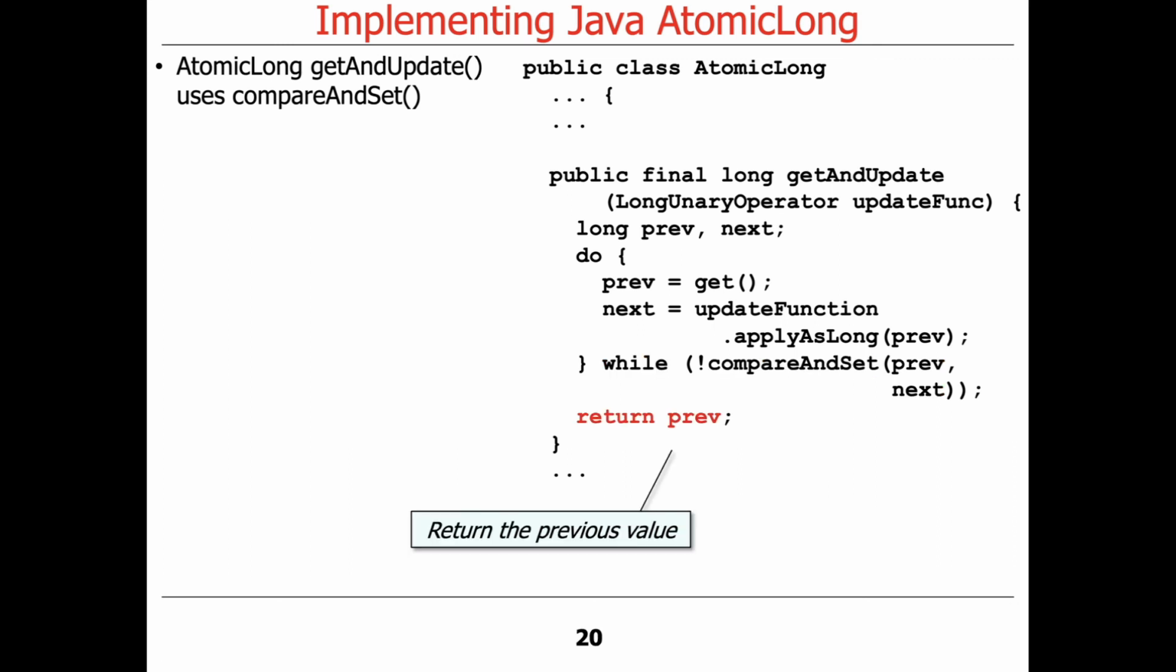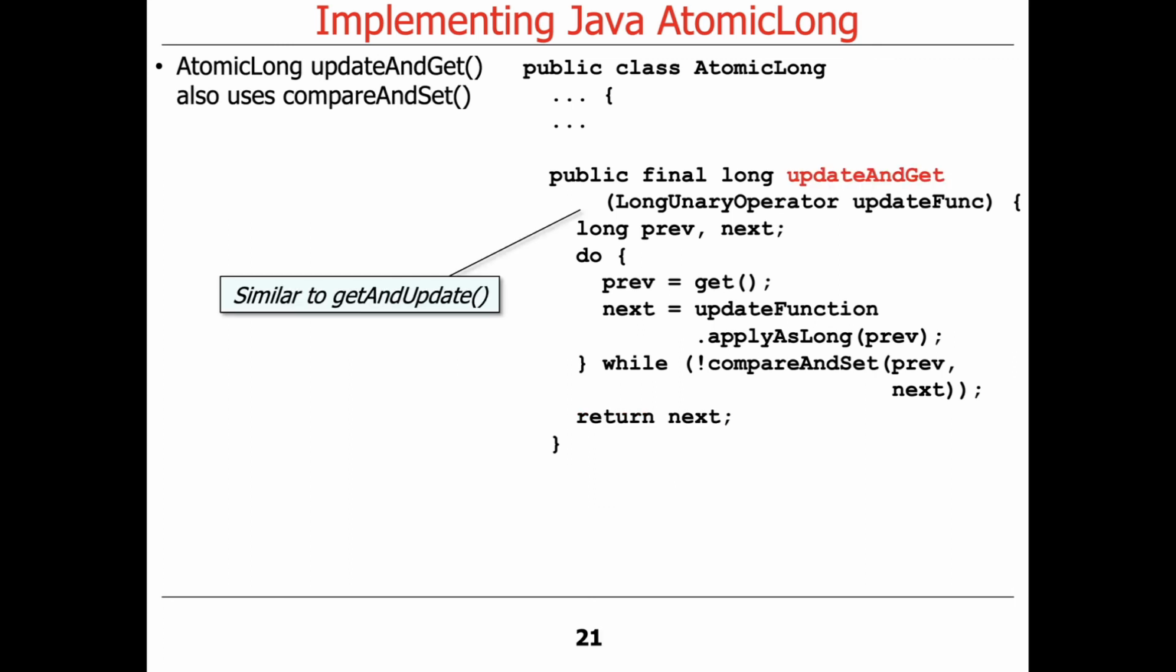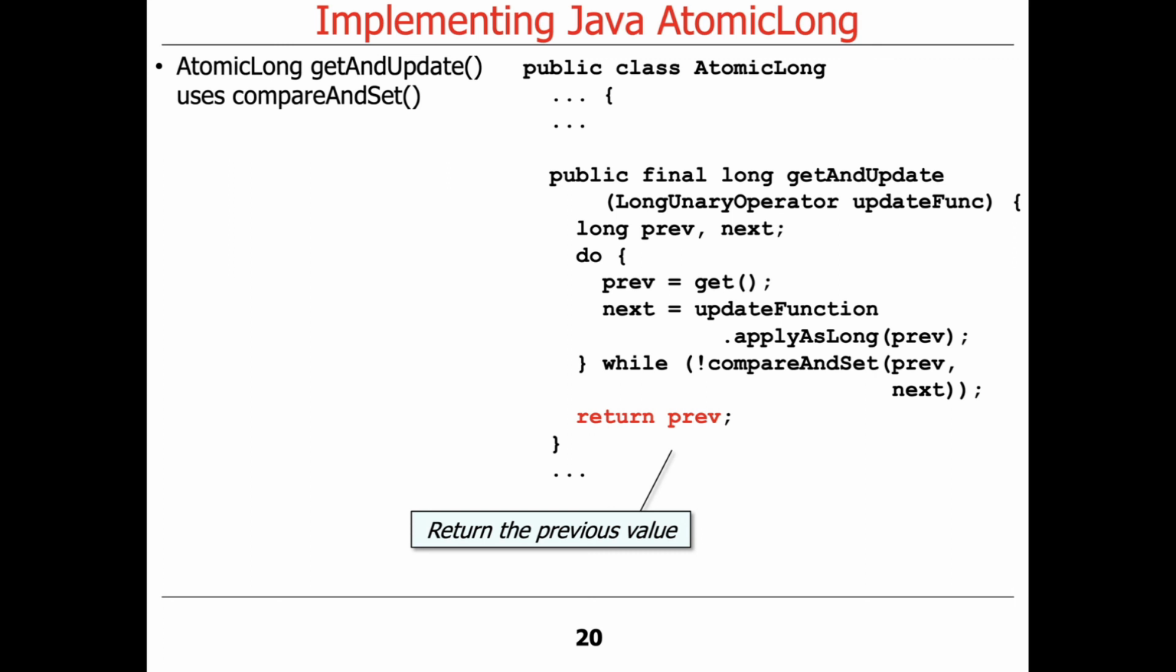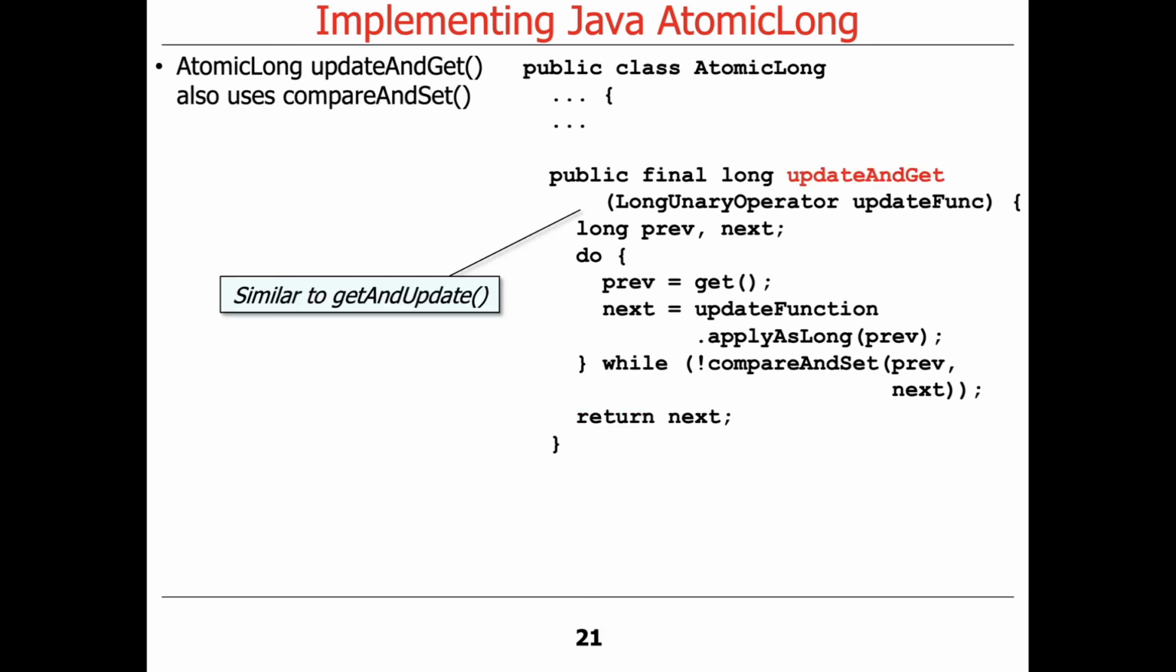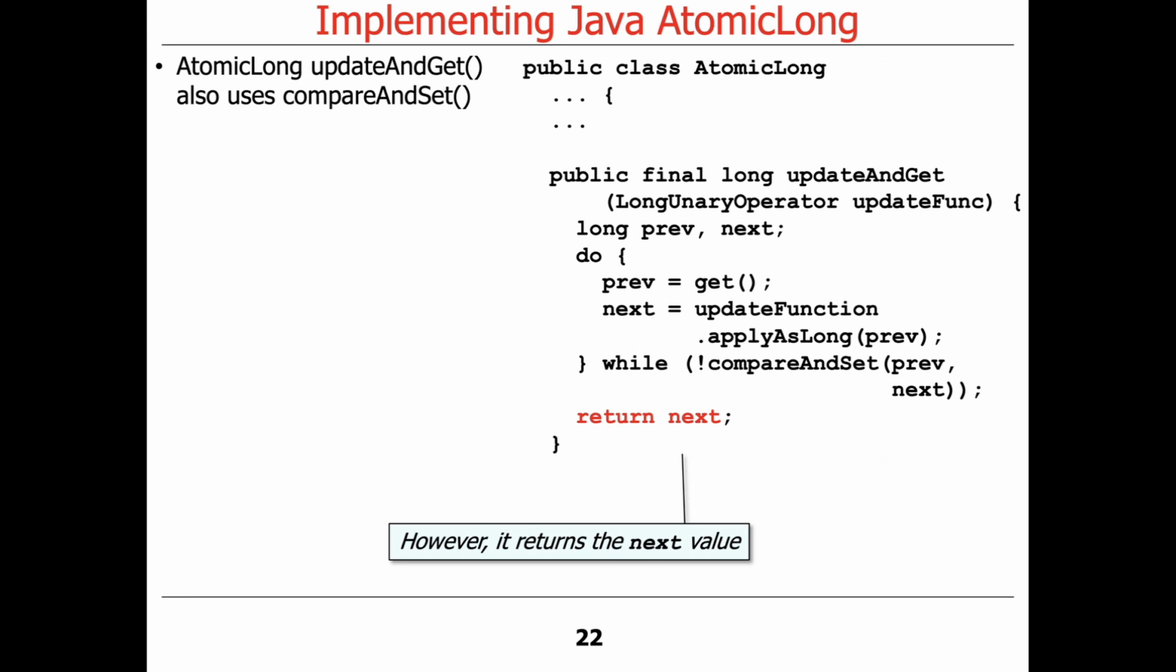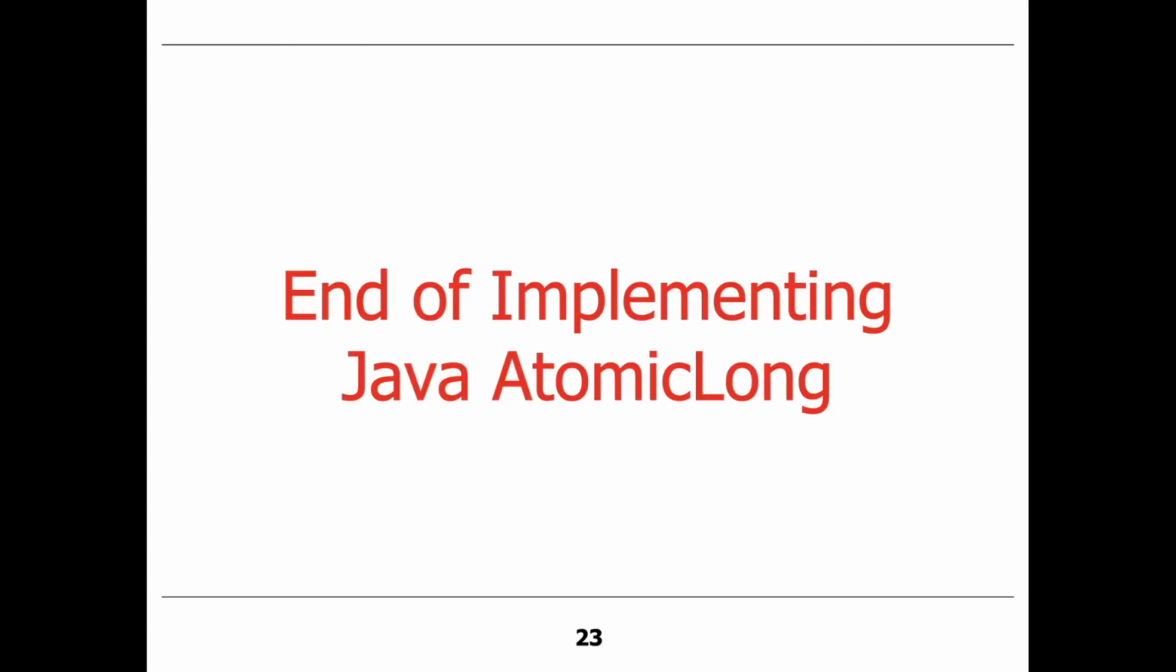And as before, we return the previous value. So this is get and update. Get and update gets the current value, updates the value, and returns the previous value. Update and get is similar to get and update, except it works the other way around. It updates the value and then returns it, as opposed to getting the current value, returning it, and then updating the value. And again, basically, the logic is almost identical. It just returns the updated value rather than the previous value. Okay, that's a lot to digest. That's implementing Java AtomicLong.